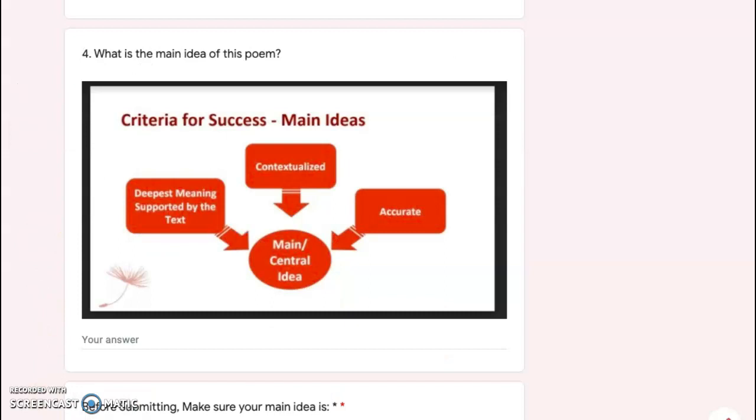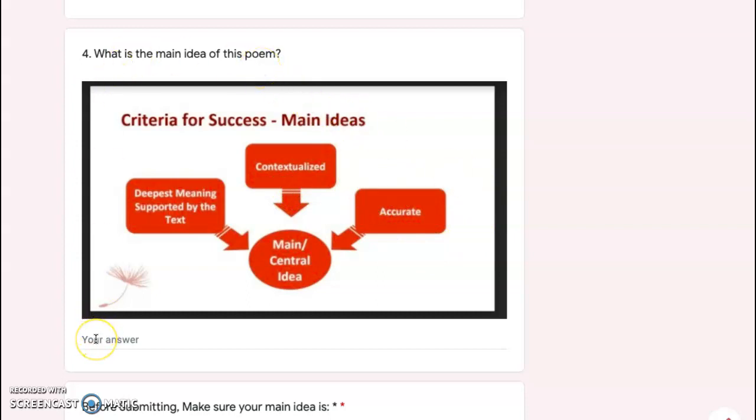All right, so as we read this poem, we noticed a lot about how the author used metaphors to paint a vivid picture or help us better understand that deeper meaning or that thing that the author wanted us to know. Considering the deepest meaning, evidence from the text, and accuracy about the text, so that literal meaning, the deeper meaning, what is the main idea of this poem?